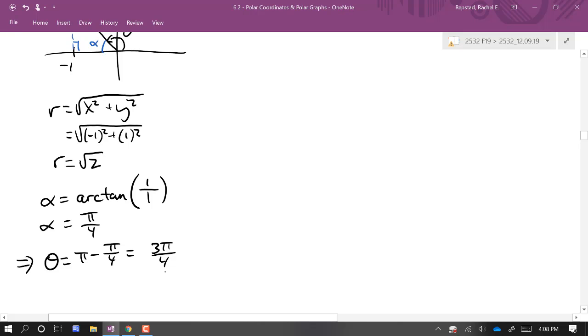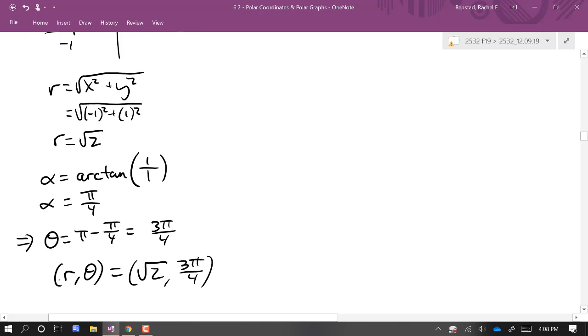This gives us what I think of as the simplest answer to this problem. If we're figuring out the polar coordinates, certainly the point negative 1, 1 in rectangular coordinates is equal to the point root 2, comma 3 pi over 4.